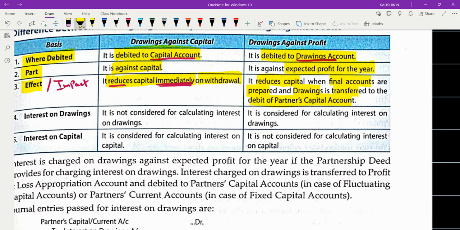Have you all taken that particular format, partner's capital account format? Okay. If you see under the fixed method, you would have done two different ledger accounts. One is partner's capital account and another one is partner's current account. In the partner's capital account, on the debit side, you would have shown 'To cash or bank' within a bracket 'drawings against capital'. Have you shown it? On the debit side of partner's capital account under the fixed method, you would have shown it as 'To cash or bank, drawings against capital'. Have you shown it?